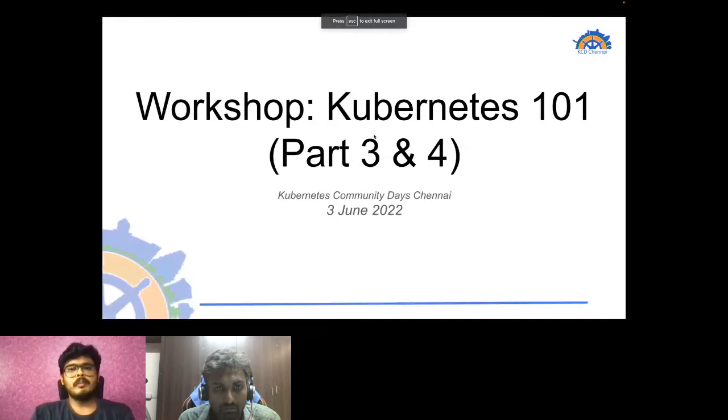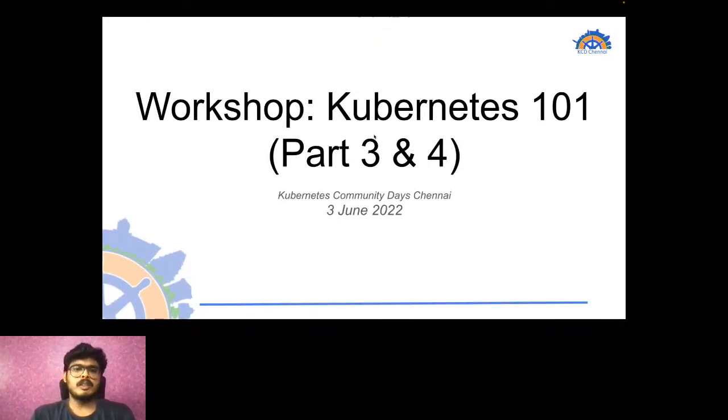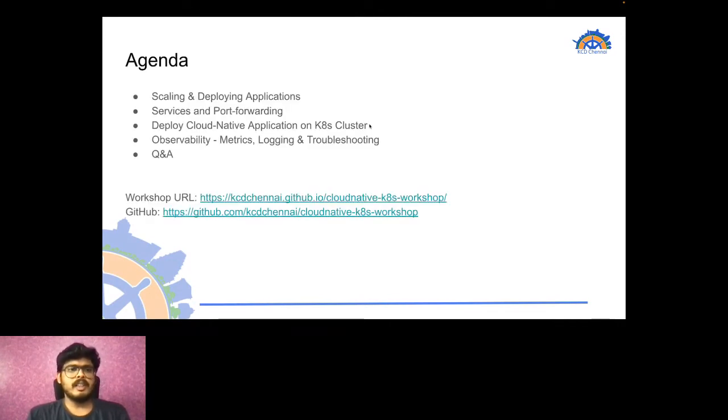Welcome back again. I hope you liked the topic that we did in the first session. Now, back to the second session. In this second session, we are going to cover the following topics: how to deploy and scale an application, and how to expose this application using services and port forwarding. Then we will have a lab session where we deploy this cloud native application on a Kubernetes cluster, followed by observability. This observability session will include monitoring, metrics collection, logging, and basic troubleshooting, followed finally by Q&A.